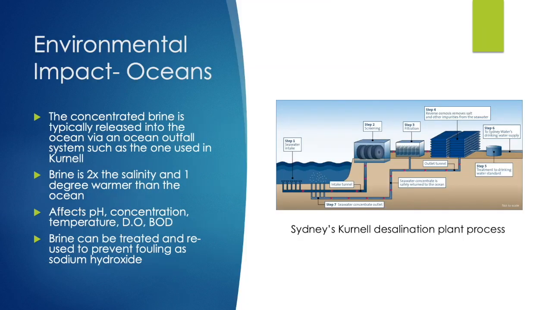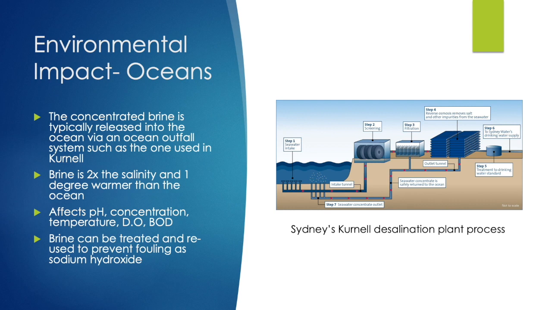The concentrated brine is simply dumped into the ocean via an ocean outfall system and is at twice the salinity and 1 degree warmer than normal seawater. This impacts the surrounding environment by changing its pH levels, concentration of salt, temperature, dissolved oxygen levels, and so on.